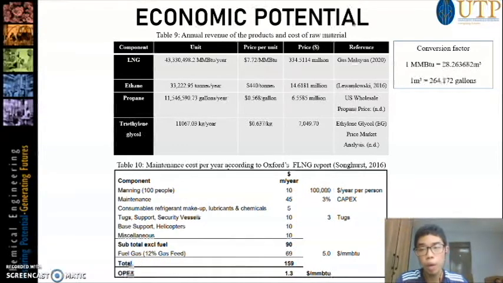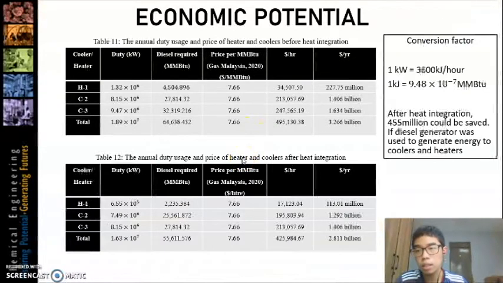utilities. To compare with a diesel generator, an approximate of 69 million USD worth of natural gas is used as fuel, while a diesel generator would cost billions of USD to generate electricity. Next, the table compares the total duty of heater and coolers of the plant before and after heat integration. An approximate of 455 million US dollars worth of diesel was saved when heat exchangers are introduced into the system.